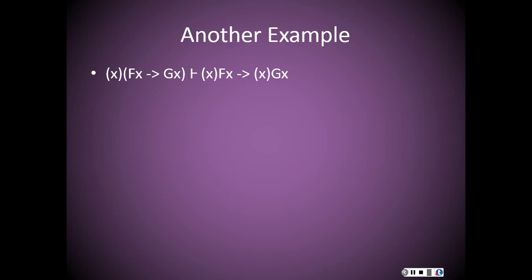So here we have the sequent: everything that's F is G. Therefore, if everything is F, then everything is G. I think that reflection shows us that this sequent is also valid, and we can prove that it is. So we begin by writing down our premises.